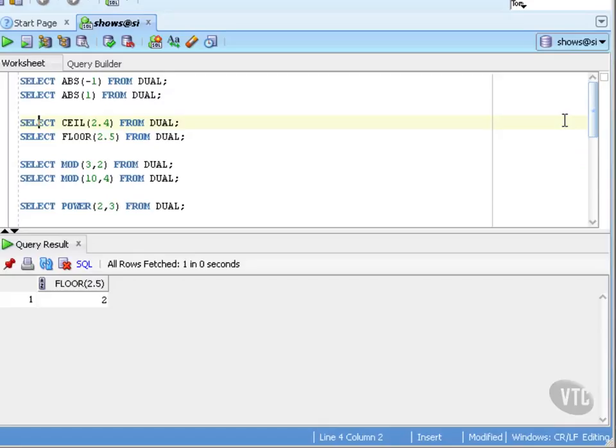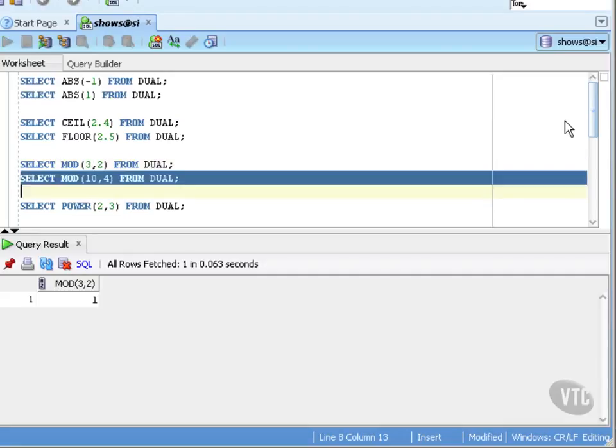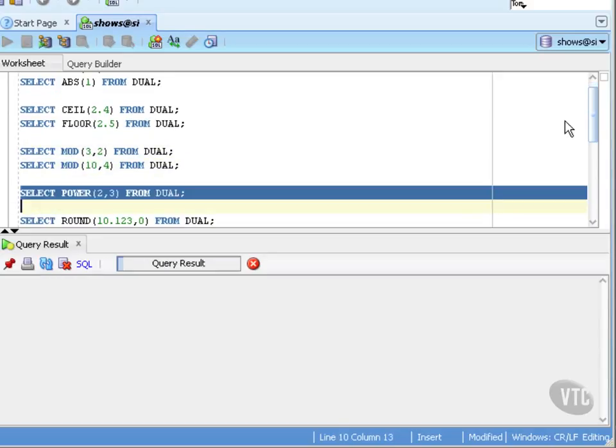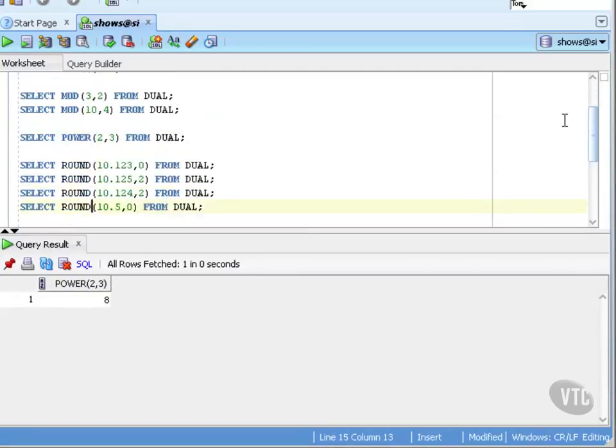In other words, when you try to round the number 2.4, mathematical rounding should go to 2 because it's not 0.5. Rounding 2.5 should go to 3. Floor gives you 2. It drops it off. The modulus of 3 and 2 is 3 divided by 2, which is 1, and the remainder left over is 1. 10 divided by 4 is 2, the remainder is 2. Modulus is a remainder function. Power, 2 to the power of 3, is 8.